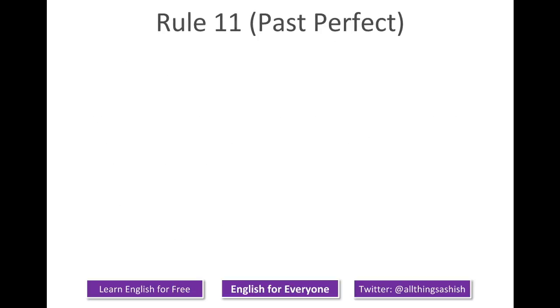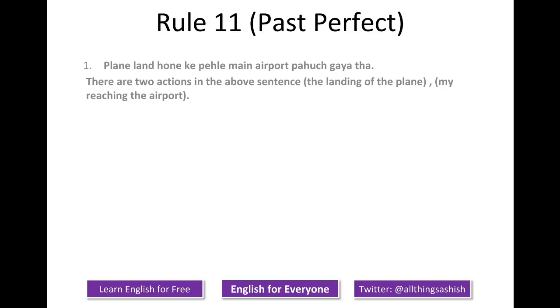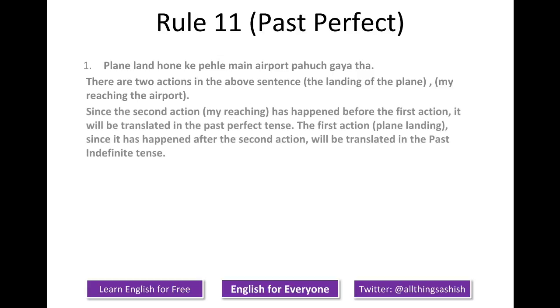Okay, let's look at rule number 11, past perfect. प्लेन लैंड होने से पहले मैं एयरपोर्ट पहुंच गया था. Now, there are two actions in the above sentence: the landing of the plane and my reaching the airport. Since the second action, which is my reaching the airport, has happened before the first action, it will be translated in the past perfect tense.